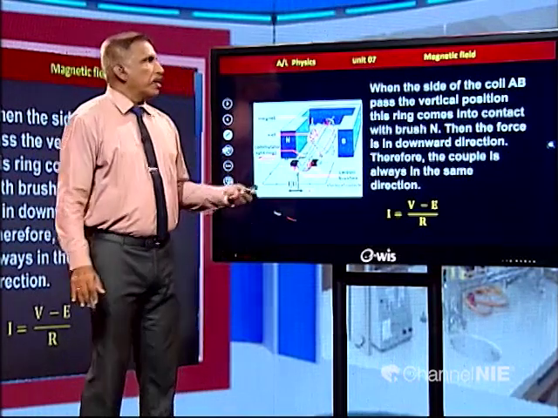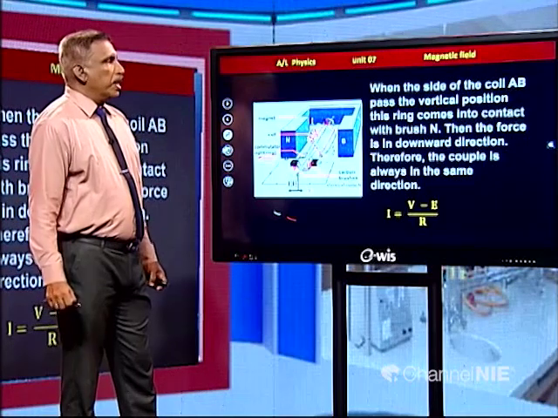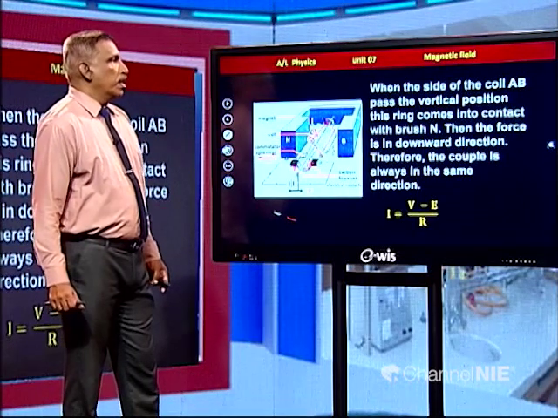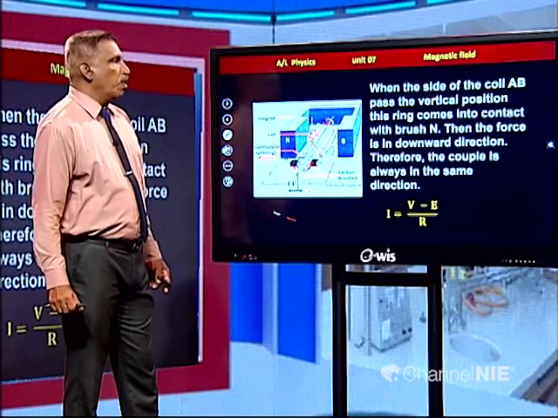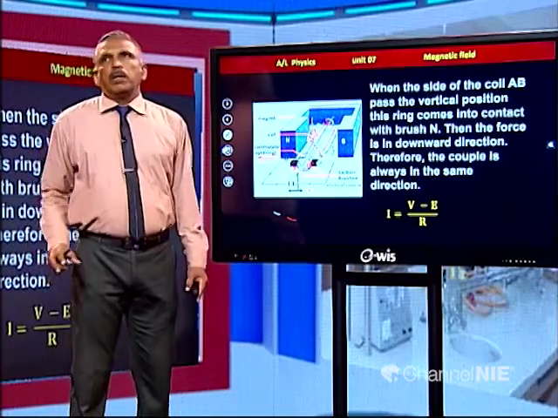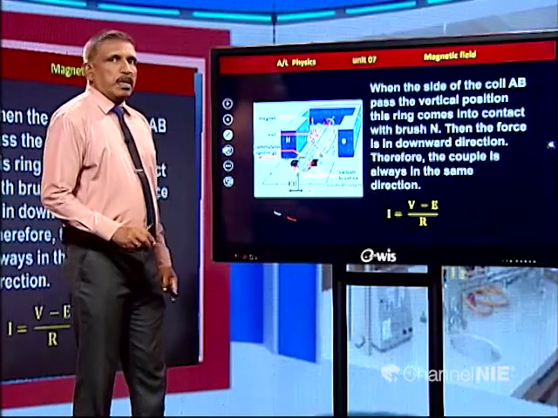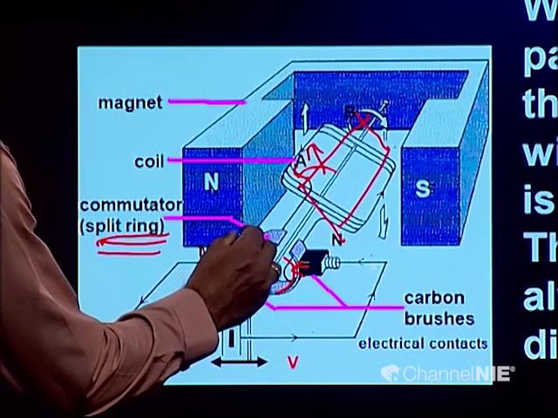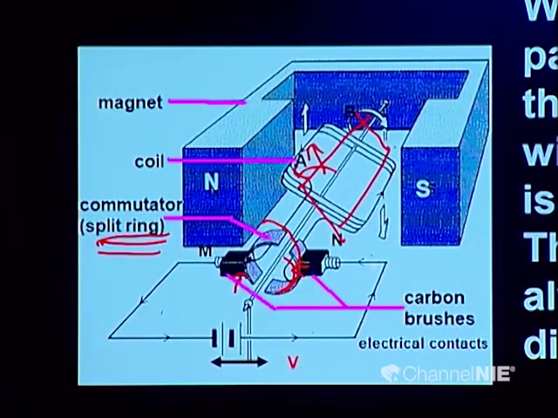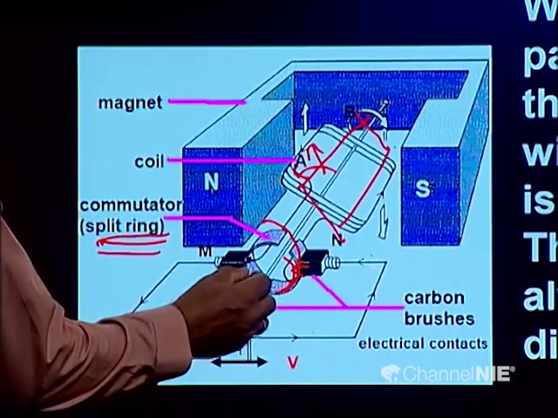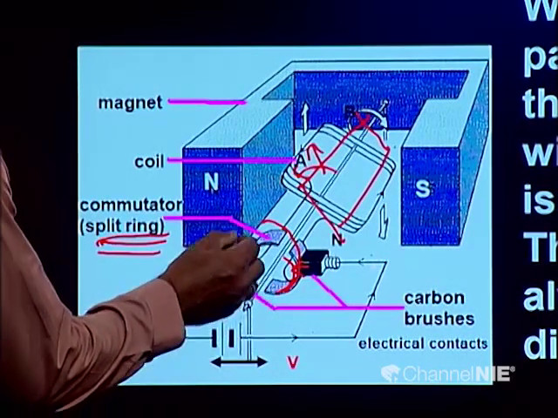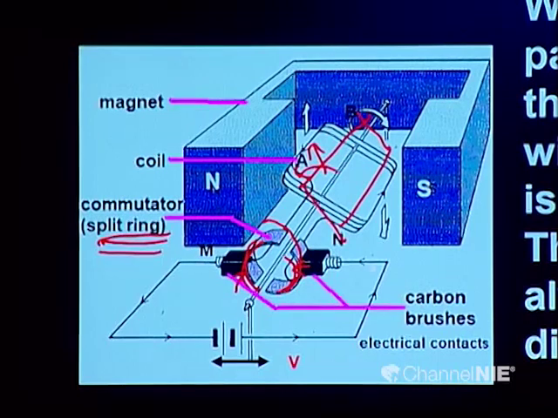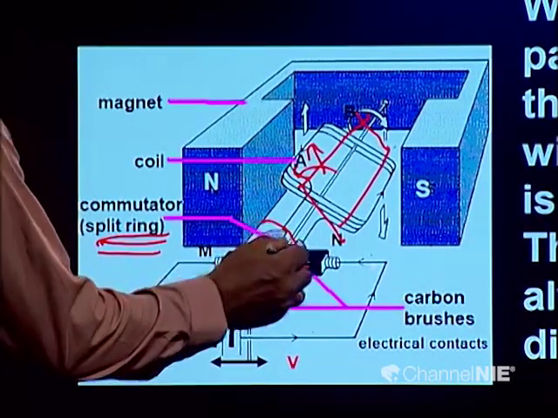When the side of the coil AB passes the vertical position, this ring comes into contact with brush N. Then the force is in the downward direction. Therefore, the couple is always in the same direction. So normally the commutator is set up like this, as a half ring, and this ring comes into contact with brush N, and at the same time the other ring comes into contact with brush M. So when the vertical position passes, this happens in the motor.